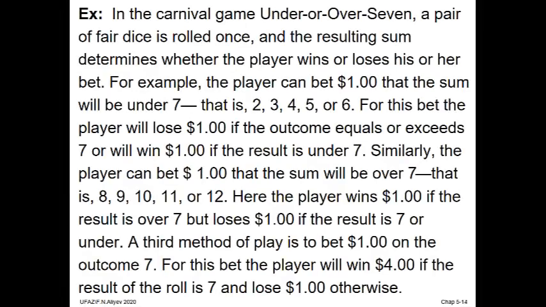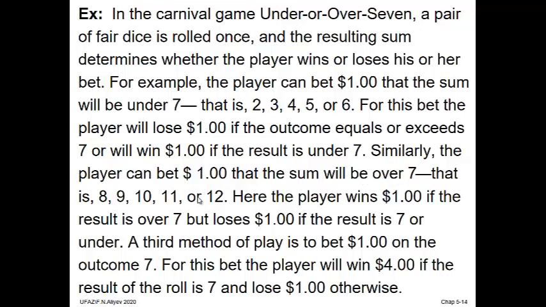Let's consider an example about the discrete probability distribution. In a carnival game, under or over 7, a pair of fair dice is rolled once, and the resulting sum determines whether the player will lose his or her bet. For example, the player can bet $1 that the sum will be under 7, that is 2, 3, 4, 5, 6.